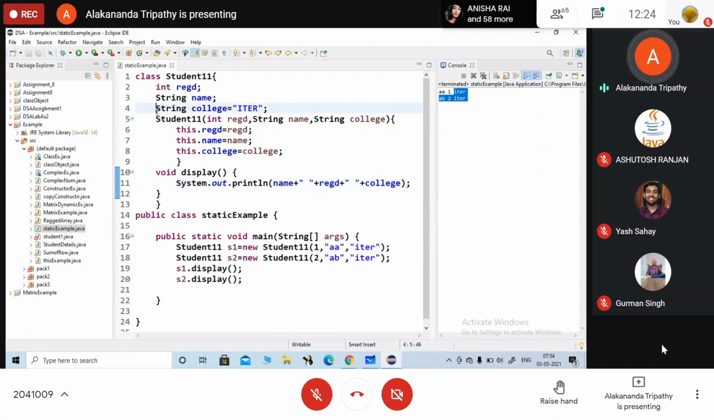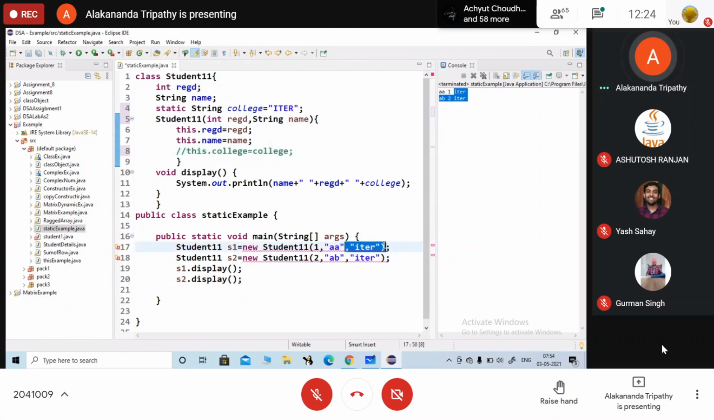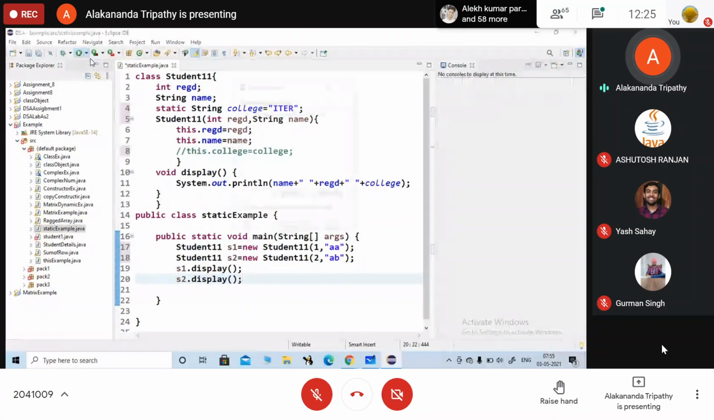So if I declare it as static, now check the difference. If I declare it as static, we don't need to provide the college name every time. We don't need to write it. Look, some error is coming here, let us see. At the time of object creation, is it showing any kind of error? No, ma'am. Okay, now let me run the program.